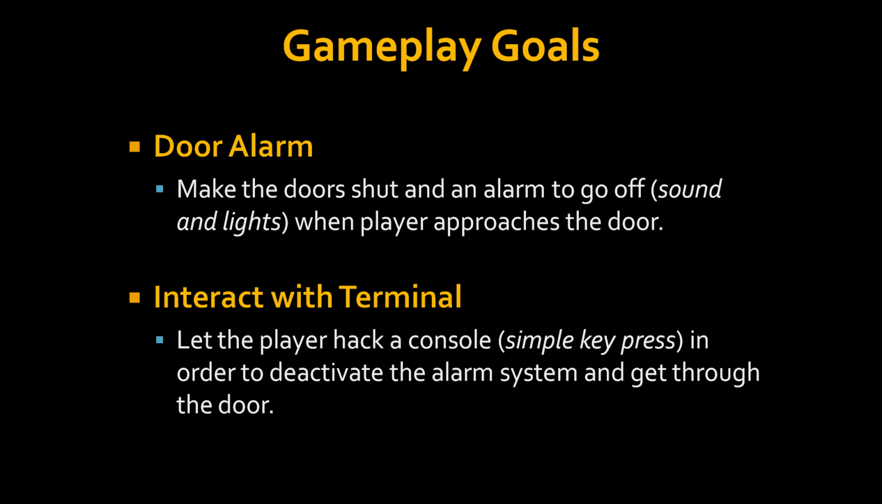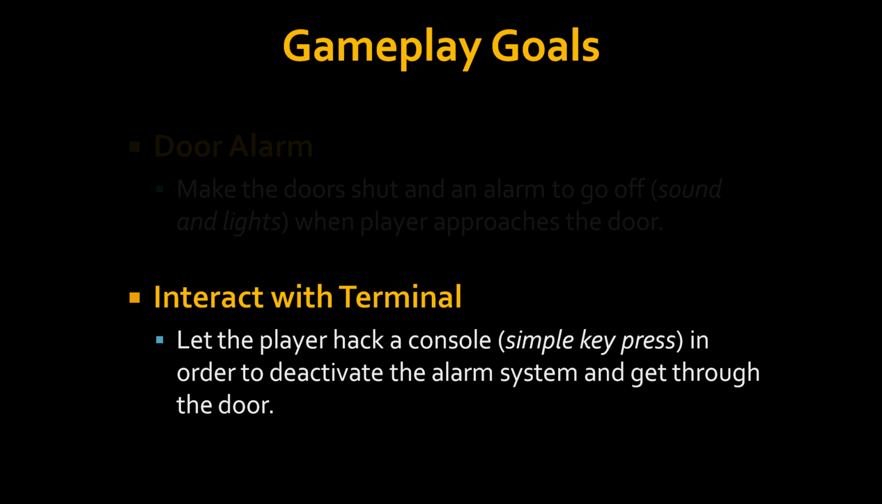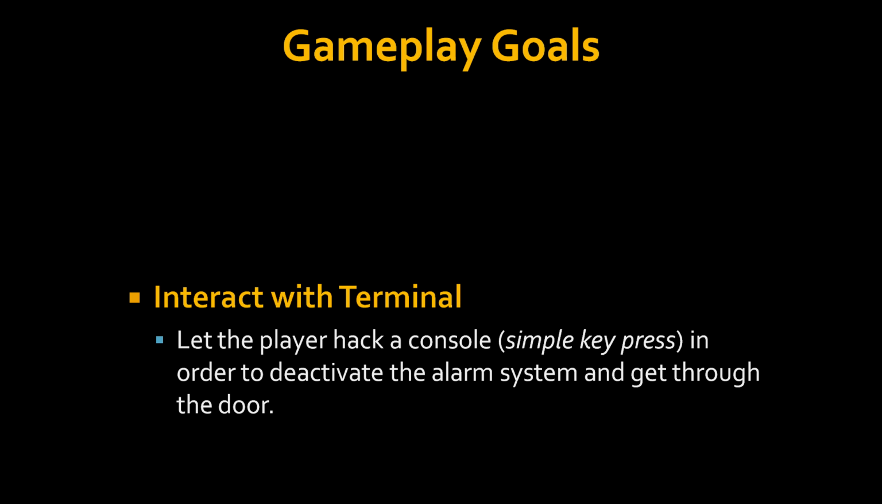In the first part, we set up a door alarm that included playing sound and animation and triggering logic. In this video, we will focus on setting up a console that we can hack to disable the door alarm. We will be covering new things such as global variables, changing materials, using reflection to set a component property, and listening for a specific key press. Let's get started.